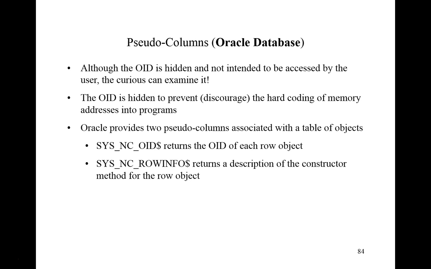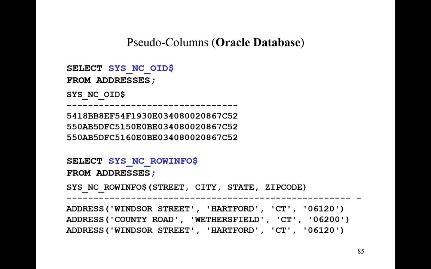SYS_NC_OID$ returns the OID of each row object. SYS_NC_ROWINFO$ returns a description of the constructor method for the row object. And these final brief examples illustrate how these pseudo columns could be used within a query against an object table and show you what the result would be.